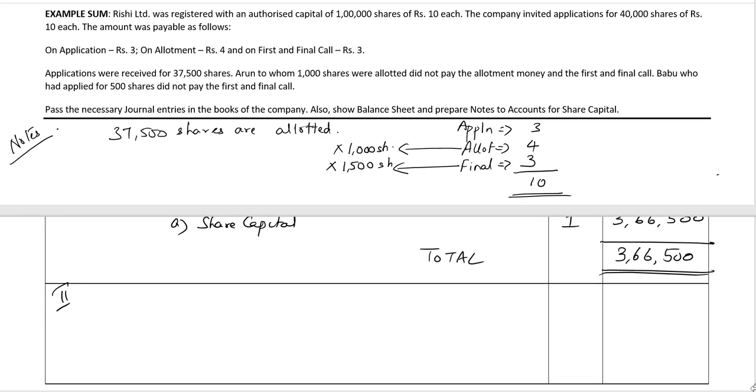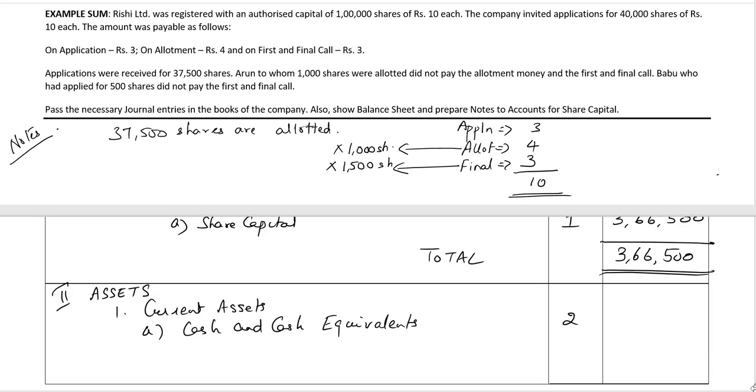The second part of the balance sheet, assets. There are no non-current assets. We have 1, current assets. Under that, A, cash and cash equivalents. Against note number 2, we arrived at 3,66,500 rupees. The total of the asset side of the balance sheet is also 3,66,500.